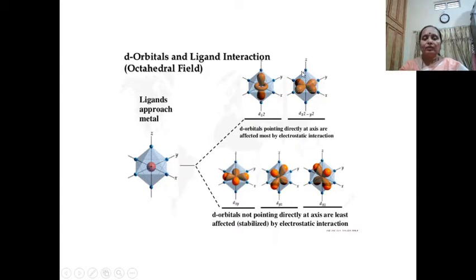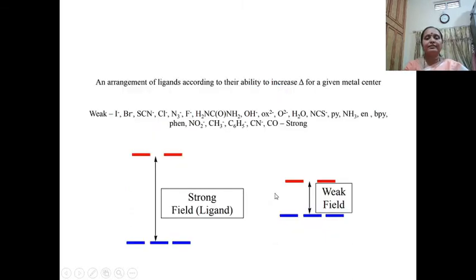Because they are going to interact with the ligands, their energy is going to be high, whereas here it is going to be lower. They are going to be stabilized by the electrostatic interactions. Now, depending upon the spectrochemical series, which is a list of ligands arranged in increasing order of splitting for a given metal center, these ligands are going to be weaker, whereas these ligands are going to be stronger.